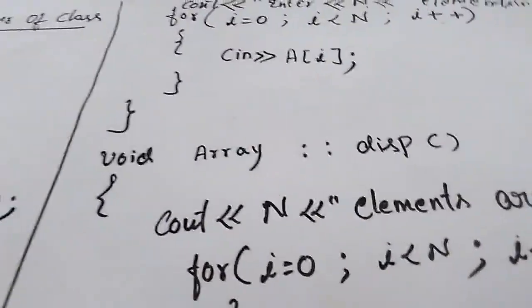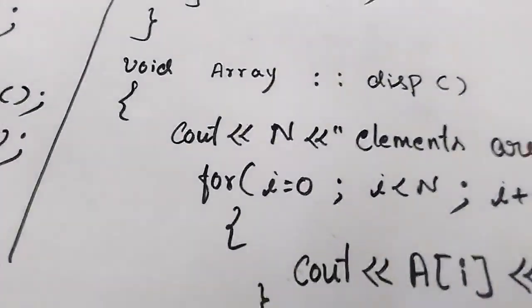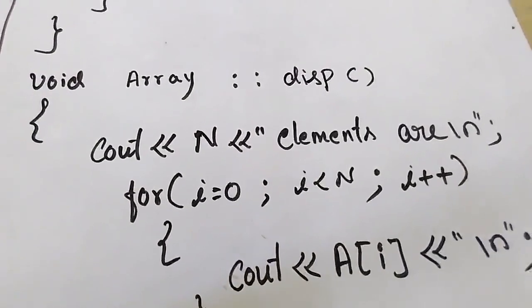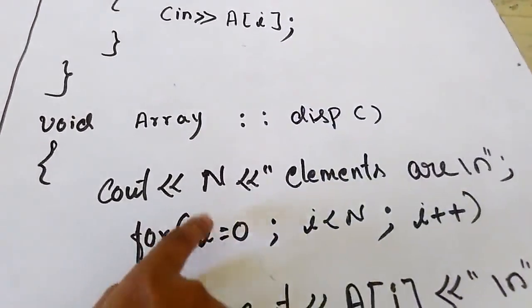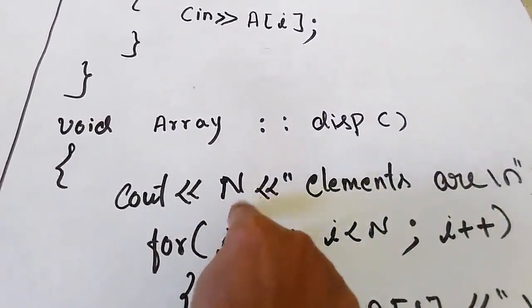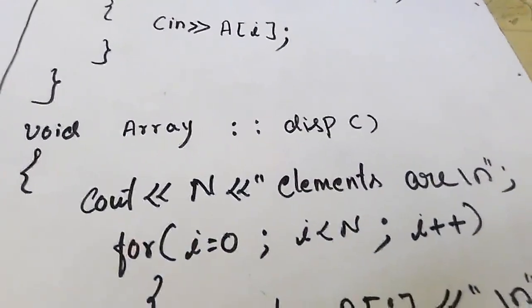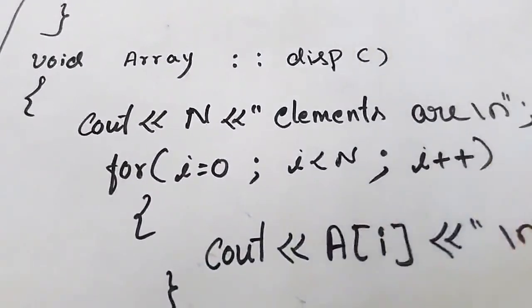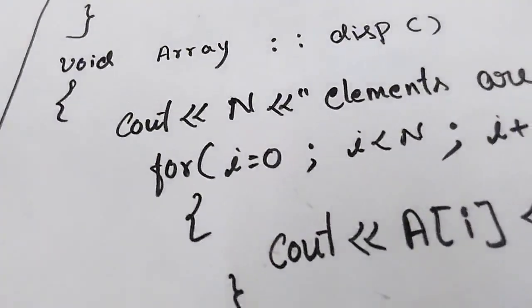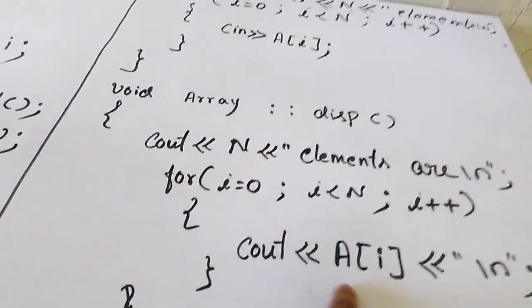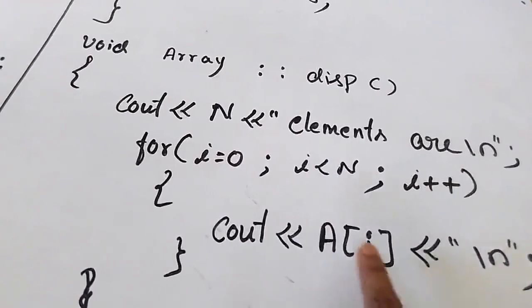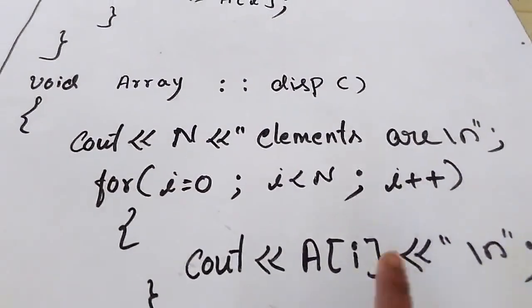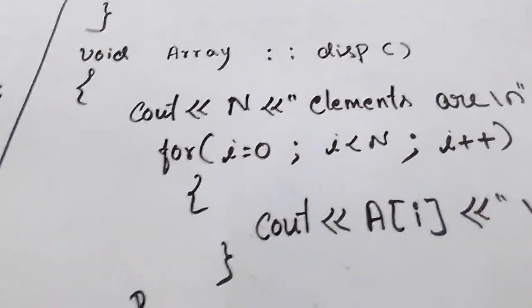Now the display function. Whatever values you stored in the array, I want to display one by one. cout n elements are. n means what is there in n? 5. 5 elements are. For i is equal to 0, i less than n, i plus plus. Okay. Then cout a of i. a of i means very first time i value is 0, no? a of 0. What is there? For example, if you take 10 or 20, it will be displayed. Like that 5 elements will be displayed.